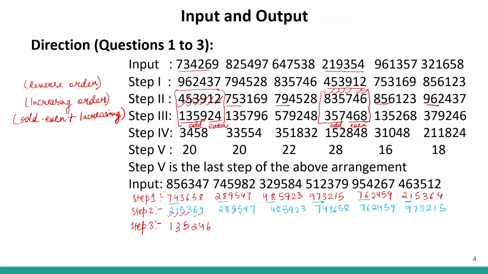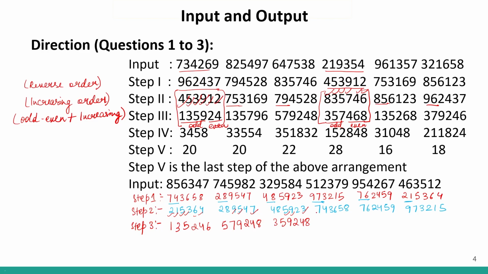We have 9, we have 5, we have 7. So first arranging them in increasing order: 5, 7, 9 and then 2, 4, 8. Correct? Moving on to the next numbers, let us look at the odd numbers first. Odd numbers are 3, 5 and 9. So it will be 3, 5, 9 and then we will get 2, 4, 8.